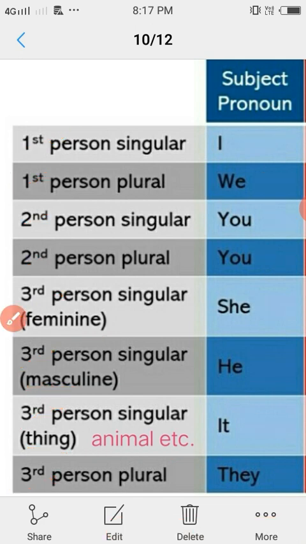So here, first person pronouns I, we, second person you, third person she, he, it, and they. All these are called subject pronouns because all of these are used in the subject places in the sentences. How does it work? Let us see the examples.